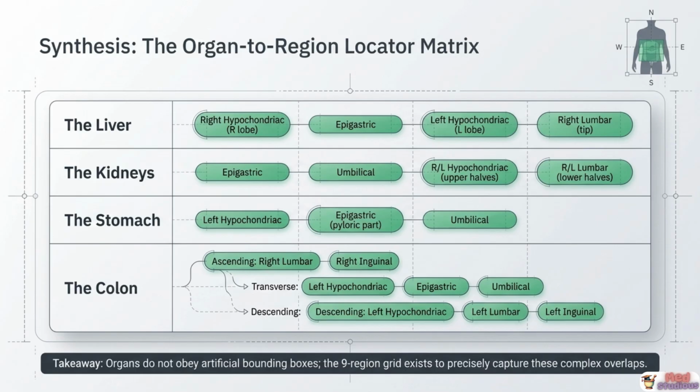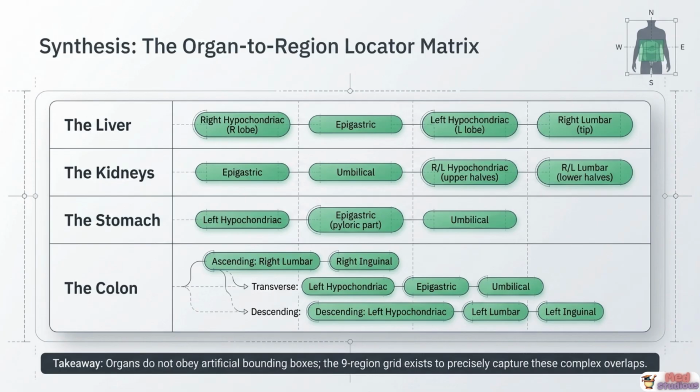The kidneys span 4 regions. Their upper halves sit in the epigastric, right and left hypochondriac regions. Their lower halves drop into the right and left lumbar regions, and their poles even reach the umbilical zone. The stomach spans 3 regions. Its main body is in the left hypochondriac, its pyloric part is in the epigastric, and its curvature extends into the umbilical region.